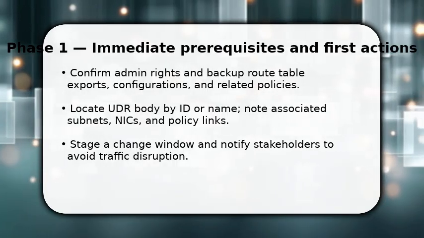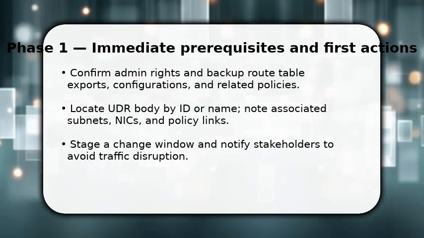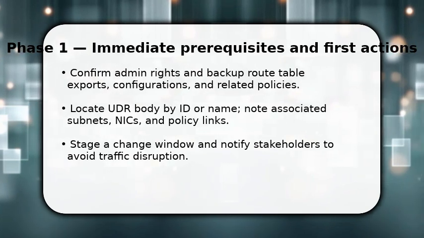Start during a low-impact window and inform stakeholders. This prevents surprises. You must act deliberately, because removing the wrong entry can reroute traffic or break connectivity.